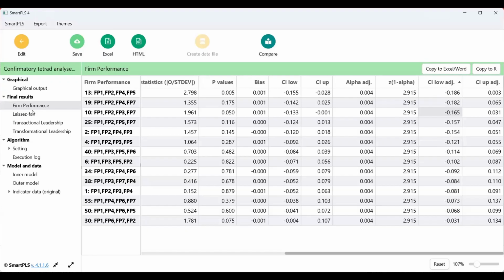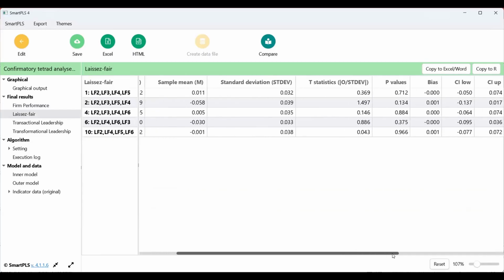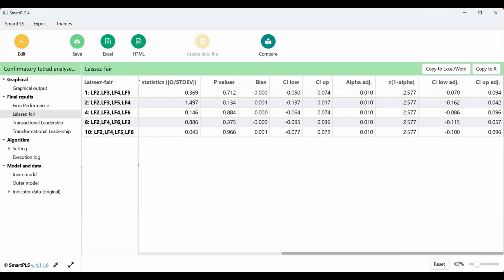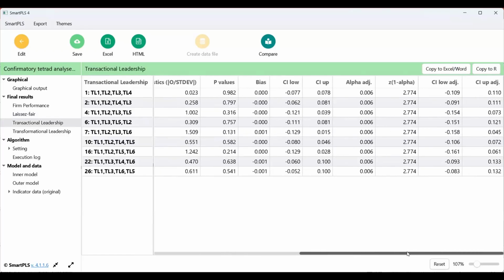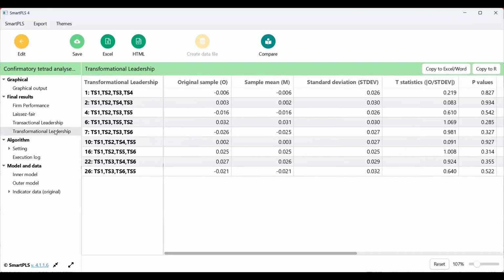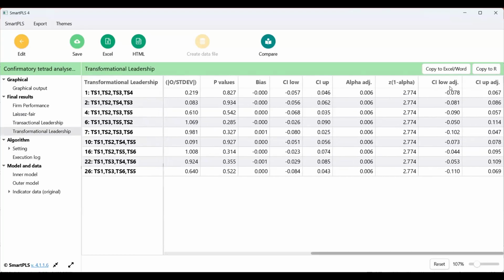Okay, another way to go about it: let's check. This is for firm performance. So let's look at laissez-faire. For laissez-faire, we have negative, positive, negative, positive, negative, positive. So everything shows that this is a reflective model. The assumption for reflective holds. The same thing applies to this one. And with this one, moving from negative to positive means that zero is found within these ones.